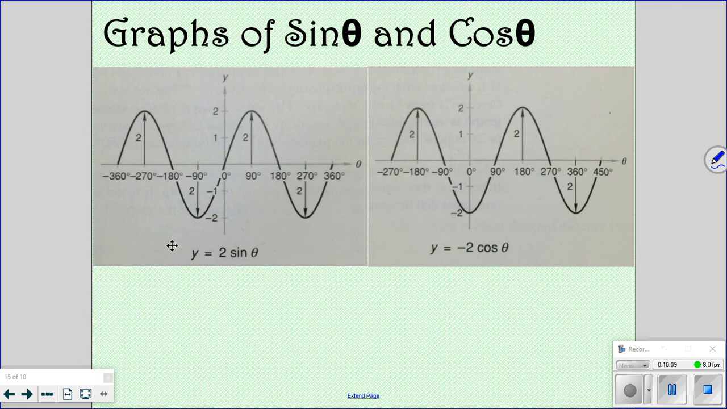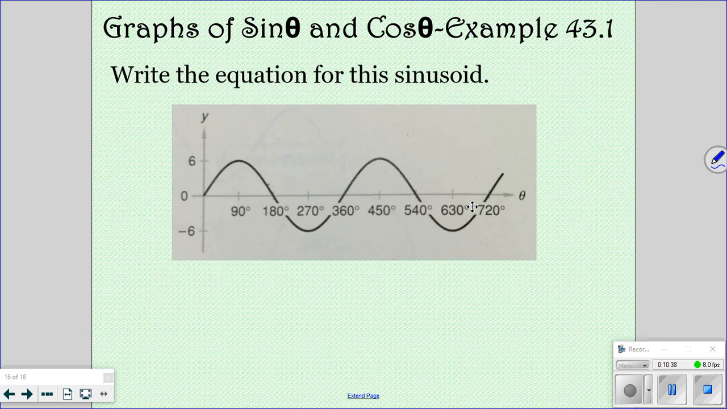Okay, so this is the graph of y equals 2 sine of theta. And the reason it's a 2, it goes all the way up to 2 and down to -2. And it's always going to go up and down the same amount. So if it goes up 4, it's going to go down 4. This one is the graph of -2 cosine of theta. It's negative because it hits a minimum at the origin, and then its amplitude, it goes up and down 2. So let's see if we can make the equation for this sinusoid.